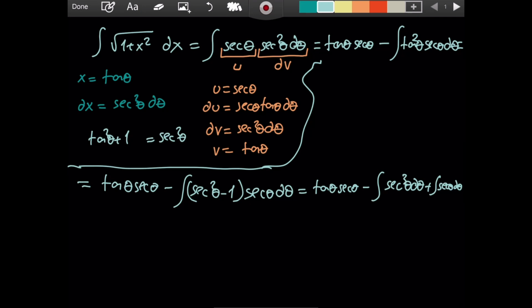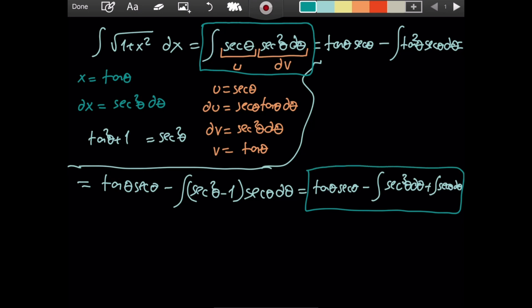And I made it, this is a 3. Let's not confuse it, that's a 3. And here, you might notice a very interesting thing. Look at this. On the left, we have the integral of secant cubed theta. And on the right, we have this. And it involves the integral of secant cubed theta, the thing that we're looking for.